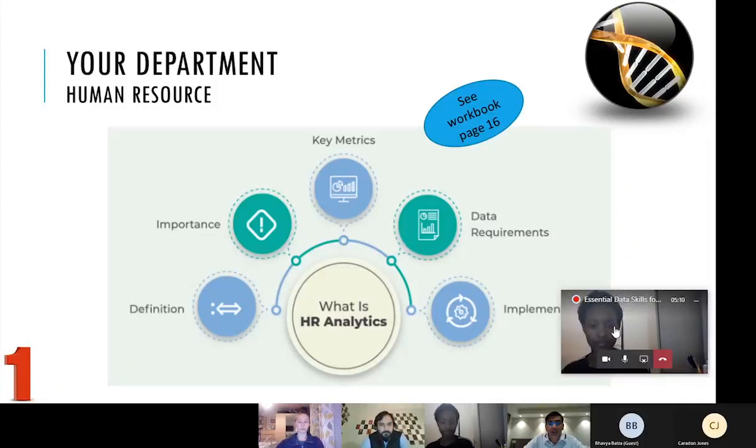While I'm trying to do some kind of HR analytics, I need to know what I want to do. That is my key metrics. So I should have my objectives and my background very clear. The why: while you are looking into your key metrics, you should also be very clear about two important sub points, which is what is the importance of that analytics.